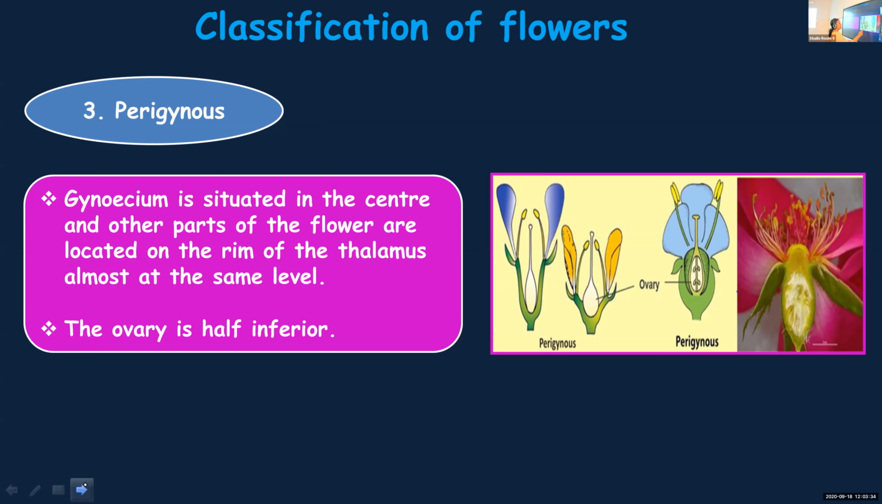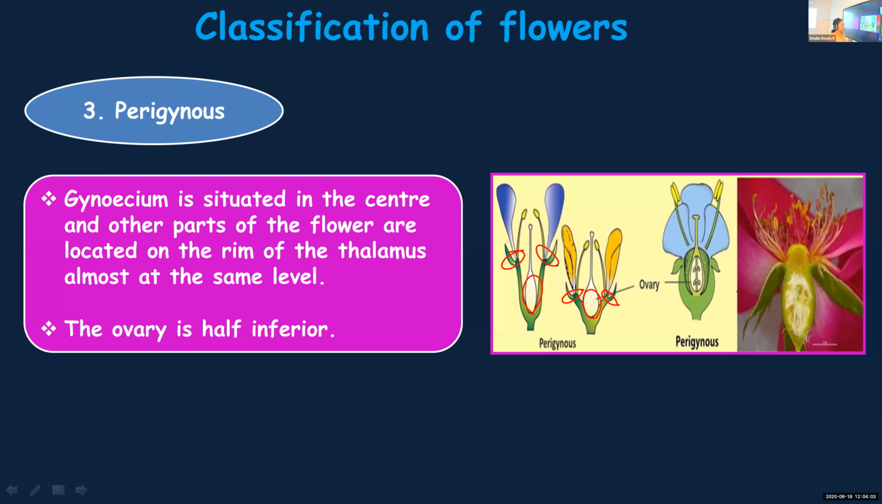You can find the gynoecium is situated in the center and at the rim of the thalamus. The green color, what you see is the thalamus. So at the rim of the thalamus, you can see all the other parts or the other whorls are arranged almost at the same level. Just observe the figure. Here also you can see remaining sepals, petals and stamen.